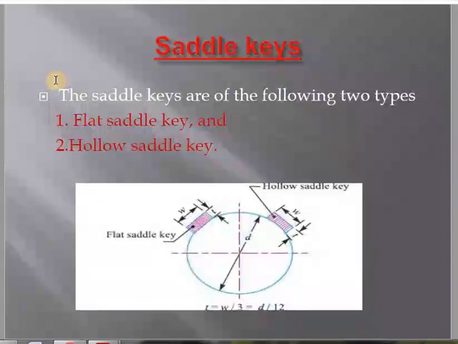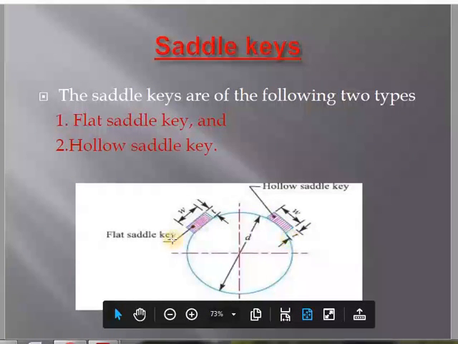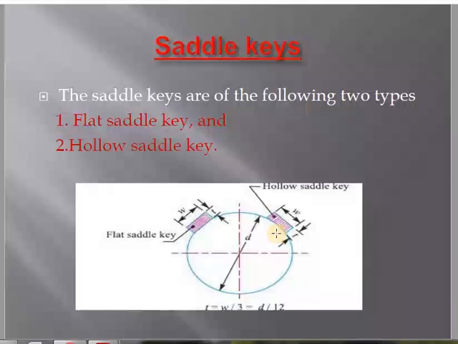Next we have saddle keys. In the saddle keys we have two types. One is a flat saddle key and another is a hollow saddle key. So in this figure you can see here we have a flat saddle key, and on the right side we have a hollow saddle key, and here you can see at the bottom it is flat, whereas in case of hollow saddle key at the bottom it is curved. Okay, so that makes the difference between the flat saddle key and the hollow saddle key.